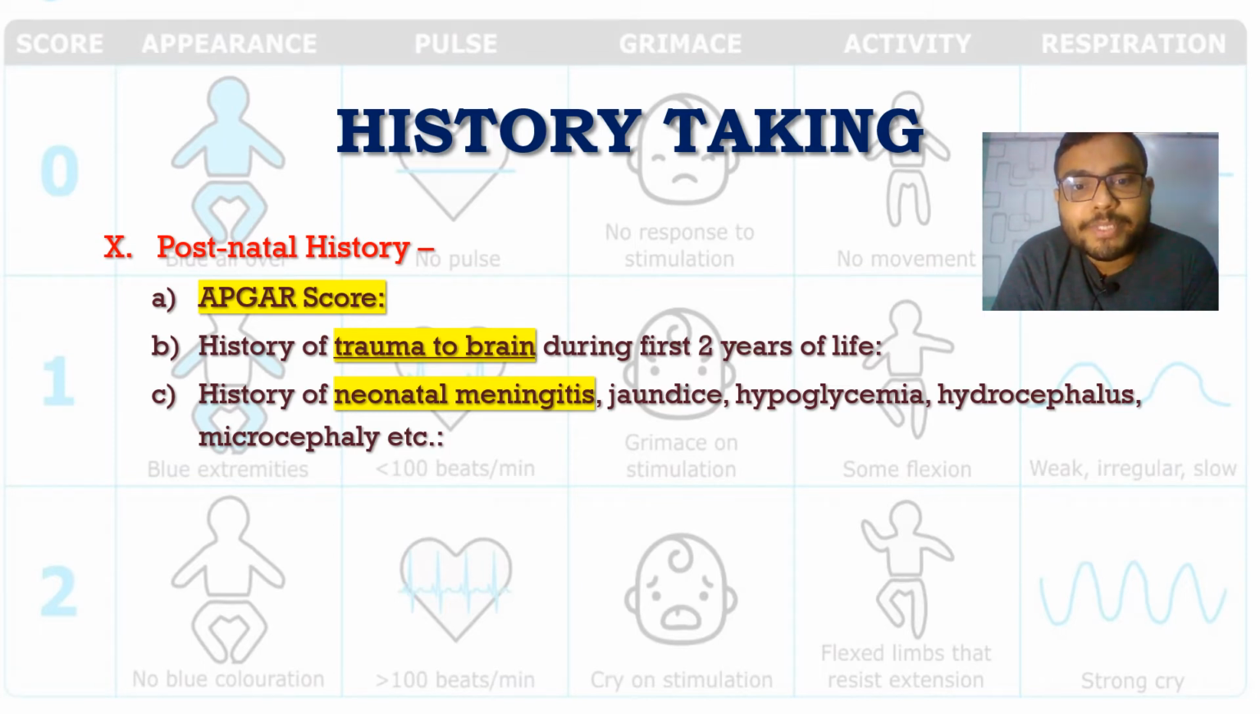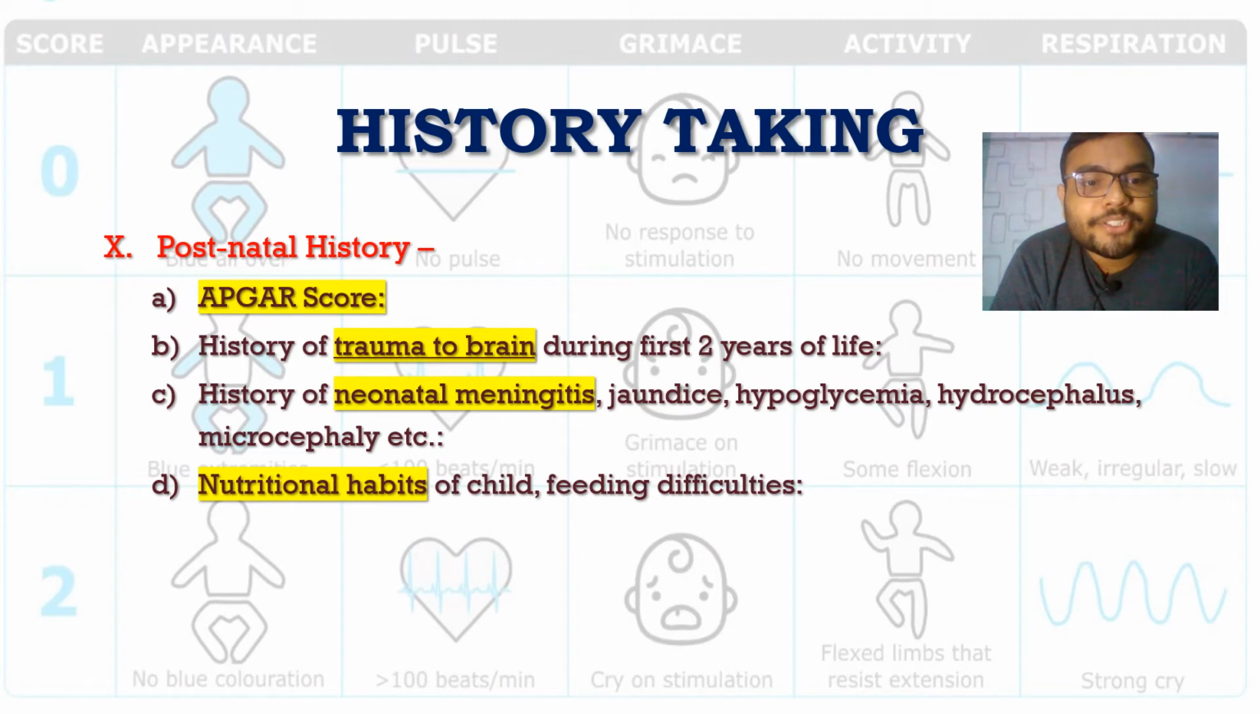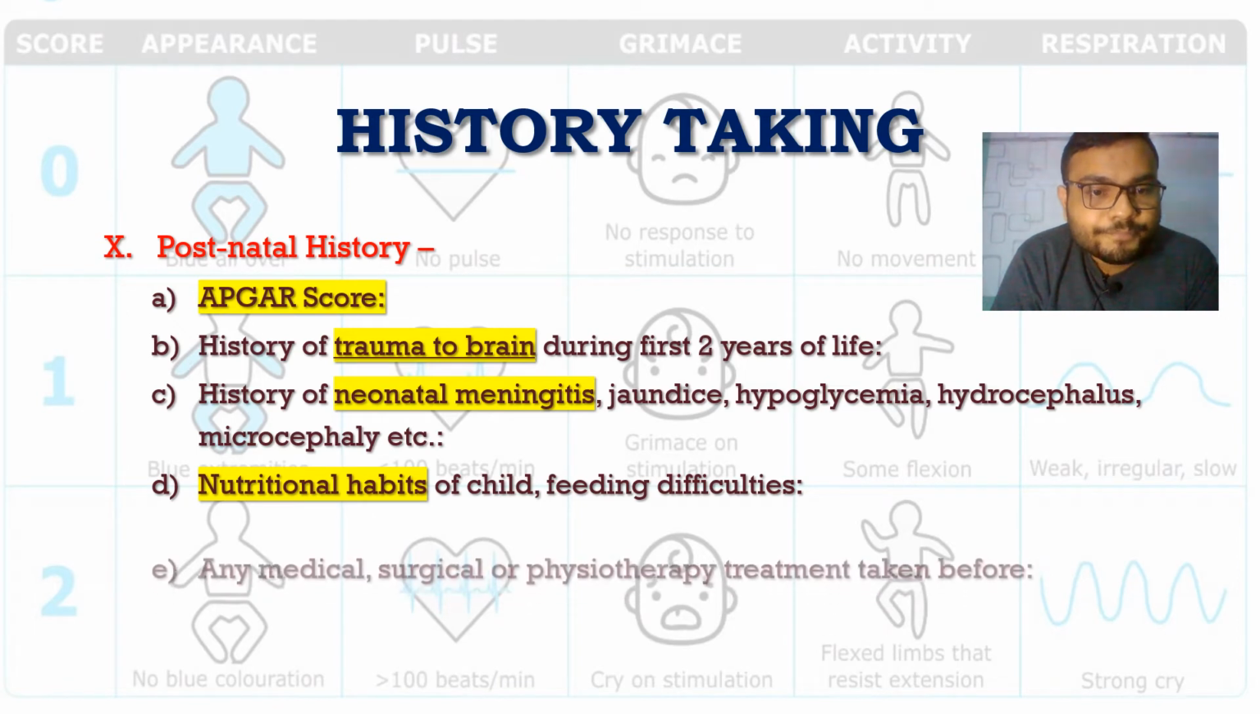And you would also need to mention if there is jaundice like kernicterus, hypoglycemia, hydrocephalus, microcephaly, etc. Then you have to mention the nutritional habits of the child, if there are any feeding difficulties, right? So this will give you an idea if the baby is malnourished or something like that, right?